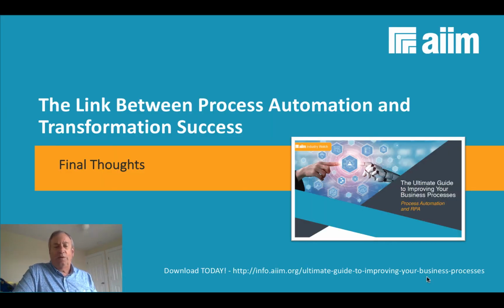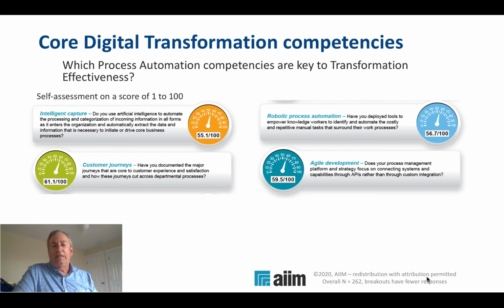So the last thing that we wanted to explore in this report are links between process automation and transformation success. And so let me tell you a little bit about what we tried to do here, is that we have a set of 10 digital transformation competencies, and 4 of these are directly related to process automation. And so we asked the folks in the survey to self-categorize, if you will, on a 100-point scale, their maturity relative to intelligent capture, customer journeys, robotic process automation, and agile development.